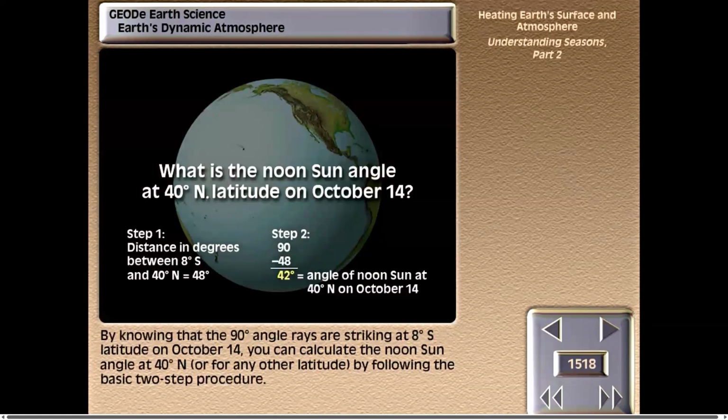By knowing that the 90-degree angle rays are striking at 8 degrees south latitude on October 14th, you can calculate the noon sun angle at 40 degrees north by following the basic two-step procedure.